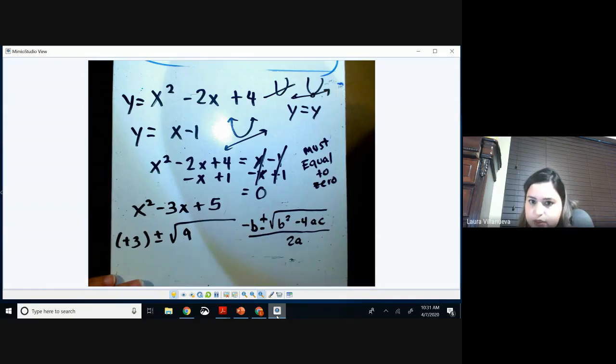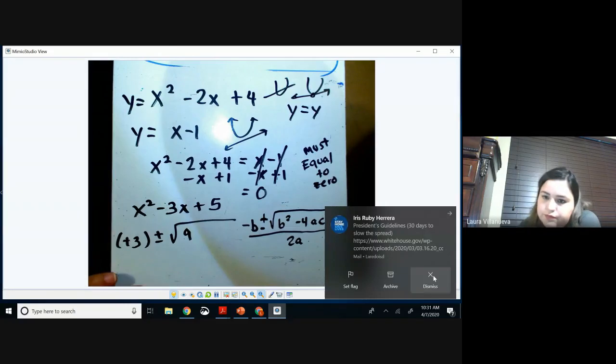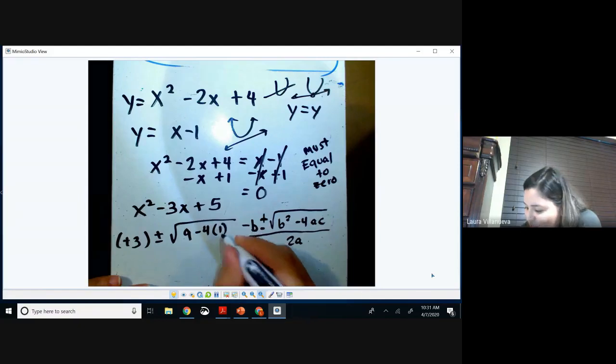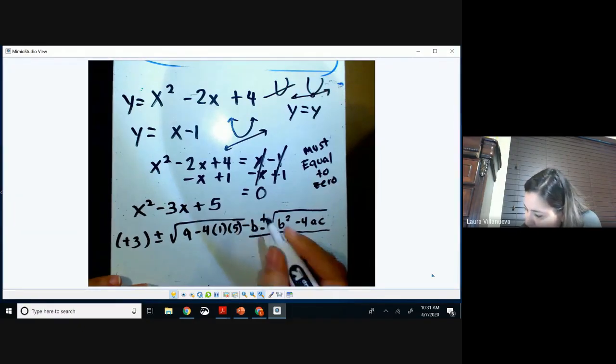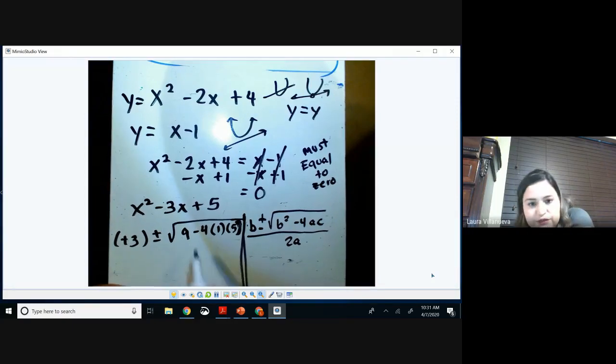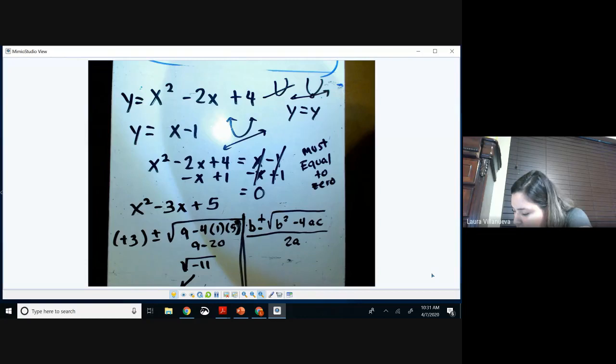Is everybody good or se perdieron? Okay, nadie dijo nada. So minus 4, a is 1, c is 5. I'm going to put a line here so I don't mess up with that one that I have there. I'm going to work with this first. If I have a negative, automatically, I'm going to say no solution. Negative inside the square root. So 4 times 1 is 4. 4 times 5 is 20. 9 minus 20 is negative 11. Automatic i. No solution. Do you understand?